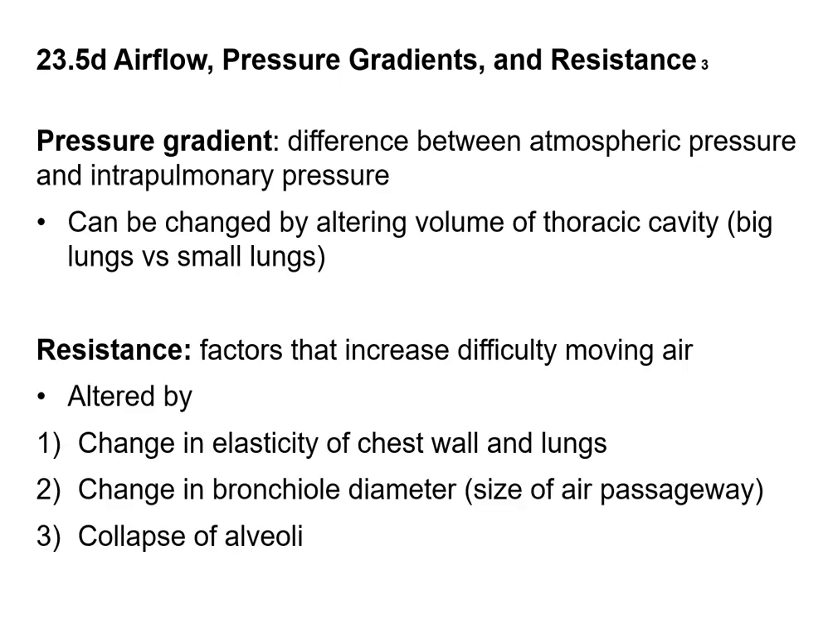So the gradient we've already talked about. The gradient essentially comes from changing the volume of the thoracic cavity, which changes the pressure, which causes a localized area of low pressure in the lung and an area of high pressure in the atmosphere. Air is going to move from high to low. And then when you exhale, the exact opposite: higher pressure in the lung, lower pressure in the atmosphere, and air is going to move from high pressure to low pressure. So think larger lungs versus smaller lungs.